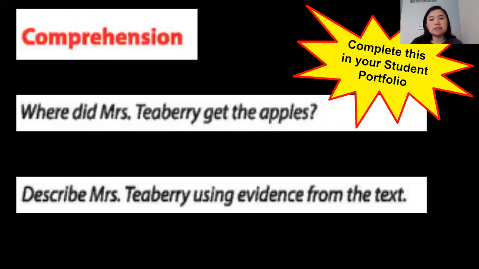You are going to complete this in your student portfolio as well. These are your 2 comprehension questions. Where did Mrs. T-Berry get the apples? Describe Mrs. T-Berry using evidence from the text. Is she nice? Is she not nice? Why is she nice? Why is she not nice? Think about how you would describe her personality.